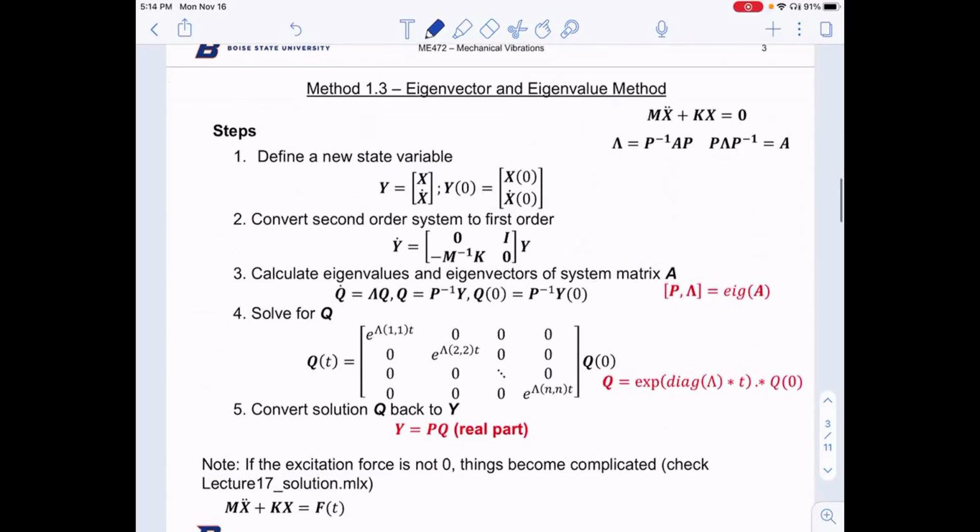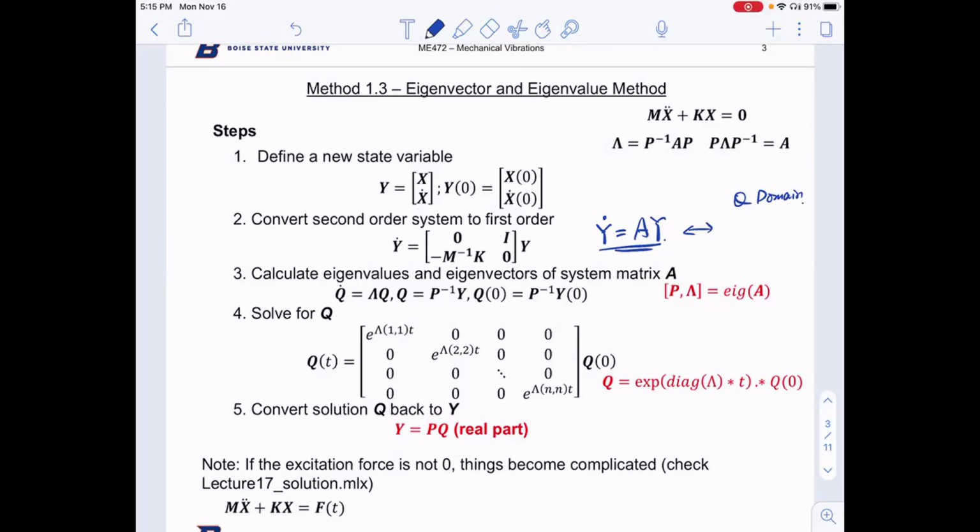All right, the last one is the eigenvector and eigenvalue problem. So what you do is, first of all, you also find the state space representation, y dot equals Ay. In this case, we ignore any force, no force excitation. And then instead of working everything in the y domain, you want to work in the q domain.